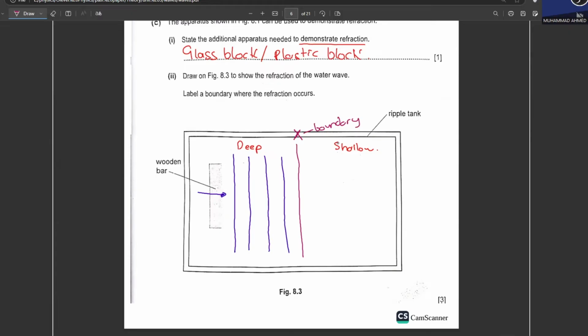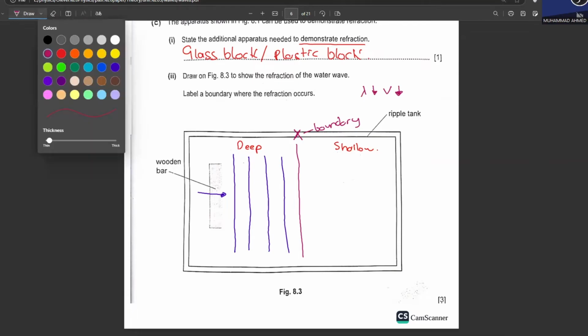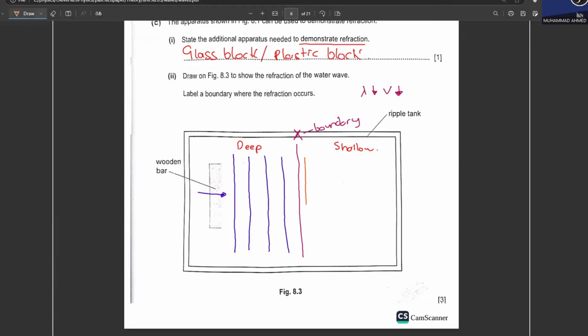And as you are traveling from deep to shallow region, what will happen? What do you think will happen as you travel from deep to shallow region? Your wavelength decreases and your speed decreases as well. How will you show that? Very easy. Literally the easiest diagram, but I don't know why students get confused here.